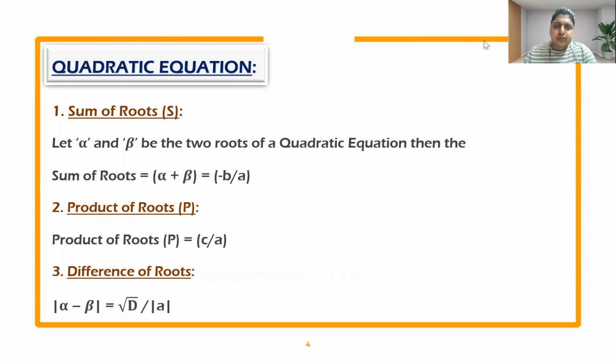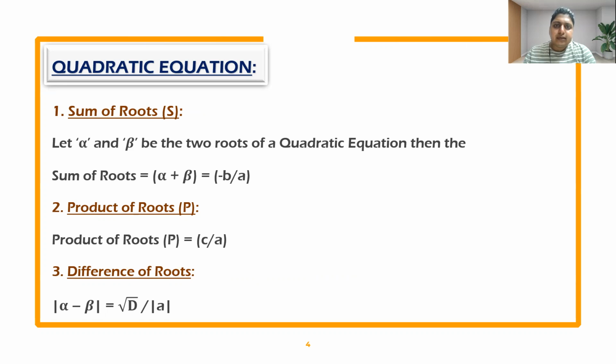Let's come to the sum of roots, which plays an important role in the quadratic equation. What is the sum of roots? The quadratic equation has two roots alpha and beta. So if we sum them, it will give the answer minus b upon a, because from the equation ax square plus bx plus c, the coefficient of x is b, and the coefficient of x square is equal to a. So minus b upon a is the sum of roots, alpha plus beta equals minus b upon a.